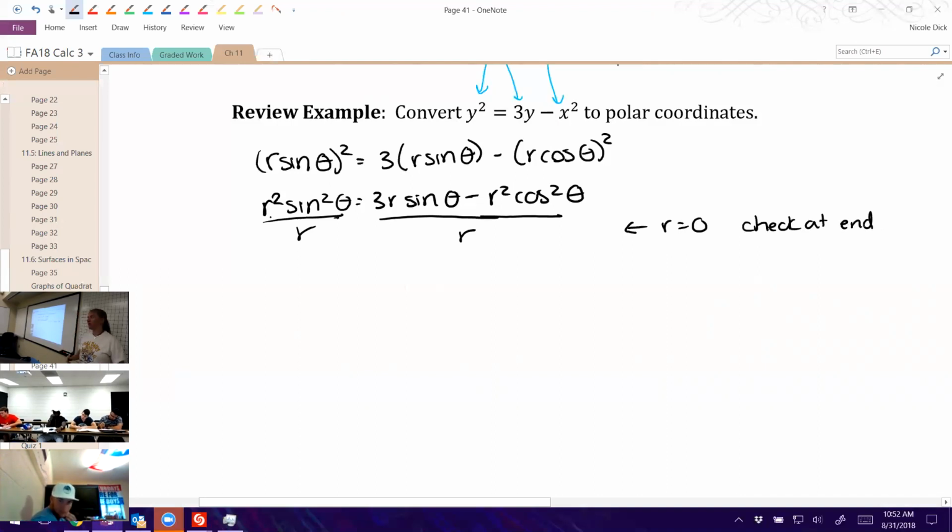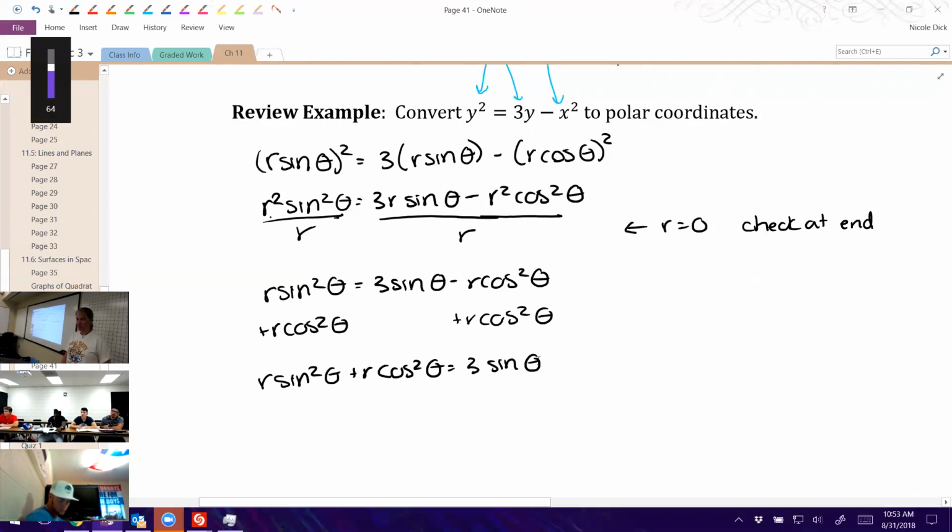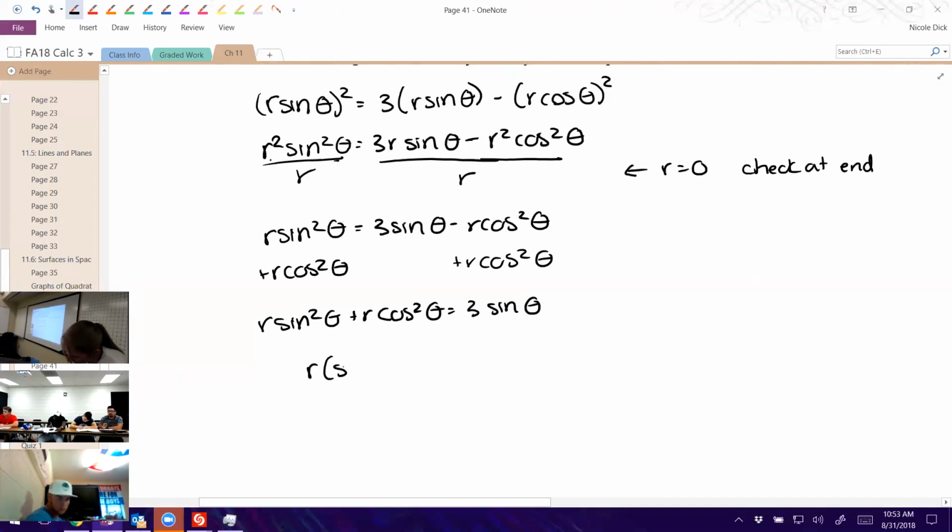Okay, but we can divide through by r. That is okay. We're left with r sine squared theta equals 3 sine theta minus r cosine squared theta. Let's add that cosine squared theta term to both sides. Hopefully everyone can see the best trig identity in the world happening over here. What happens on that left-hand side? It becomes r times 1. Yay, that's the best thing ever. I love that identity. So we just get r. I'll write it out here, but hopefully we're all familiar with this identity.